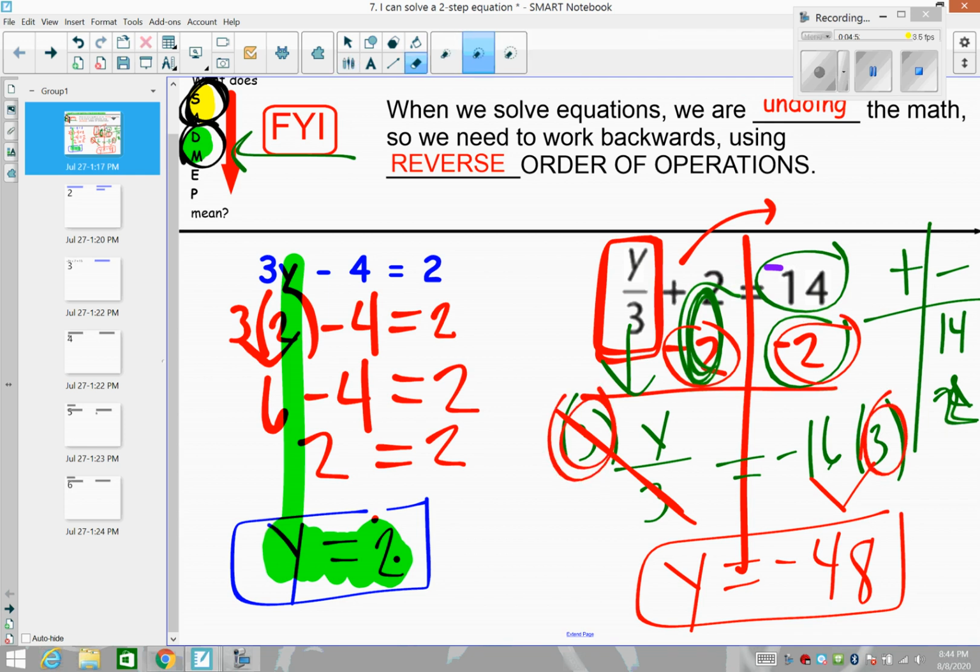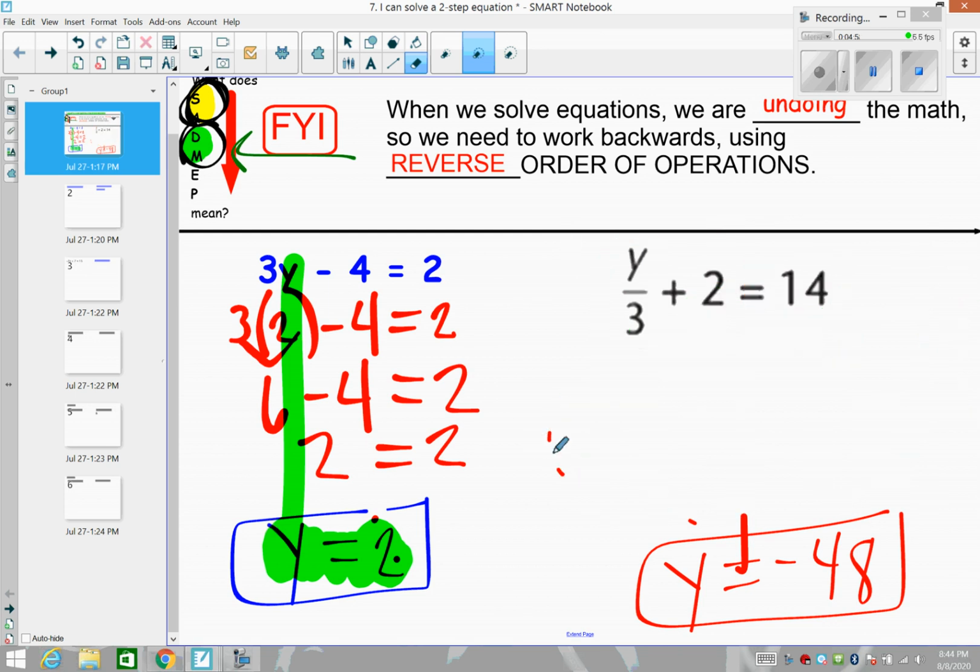So now I'm going to erase all my steps, and I'm going to plug back in and check. I believe that the correct answer is negative 48. So let's see if that's true. If I put a negative 48 in for y and I divide, you're welcome to use a calculator here.